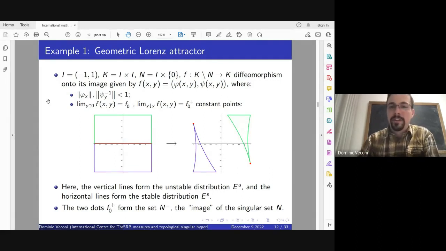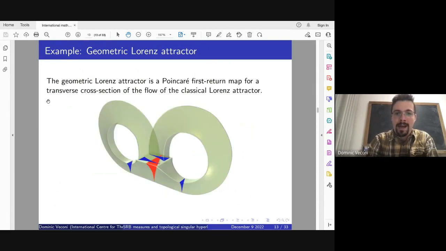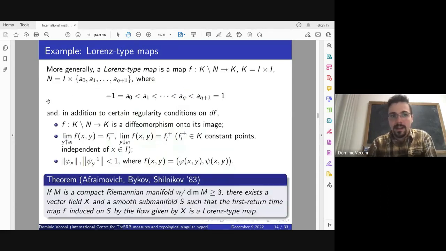And the reason we're interested in this is the Poincare first return map of a transversal cross-section of the classical flow for the standard Lorentz attractor. And many properties of the Lorentz attractor, the original one, have been discovered and explored using this Poincare first return map in the geometric model. And you can generalize this to lots of other kinds of first return maps that are of Lorentz type.